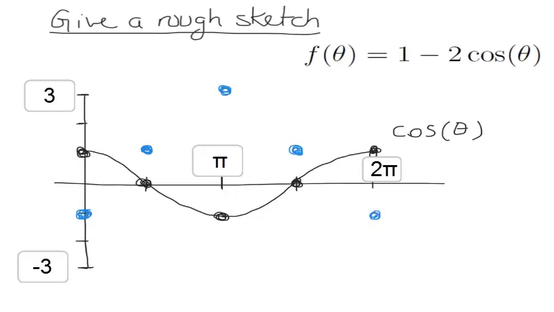And if we were to connect these together like so, we get 1 minus 2 cos theta.